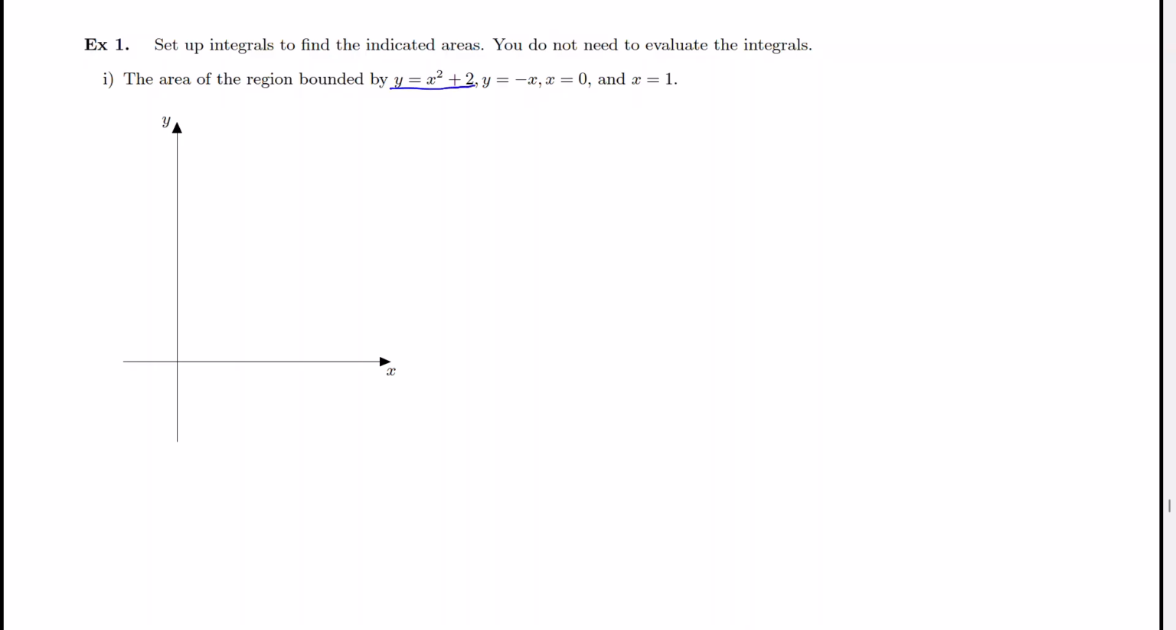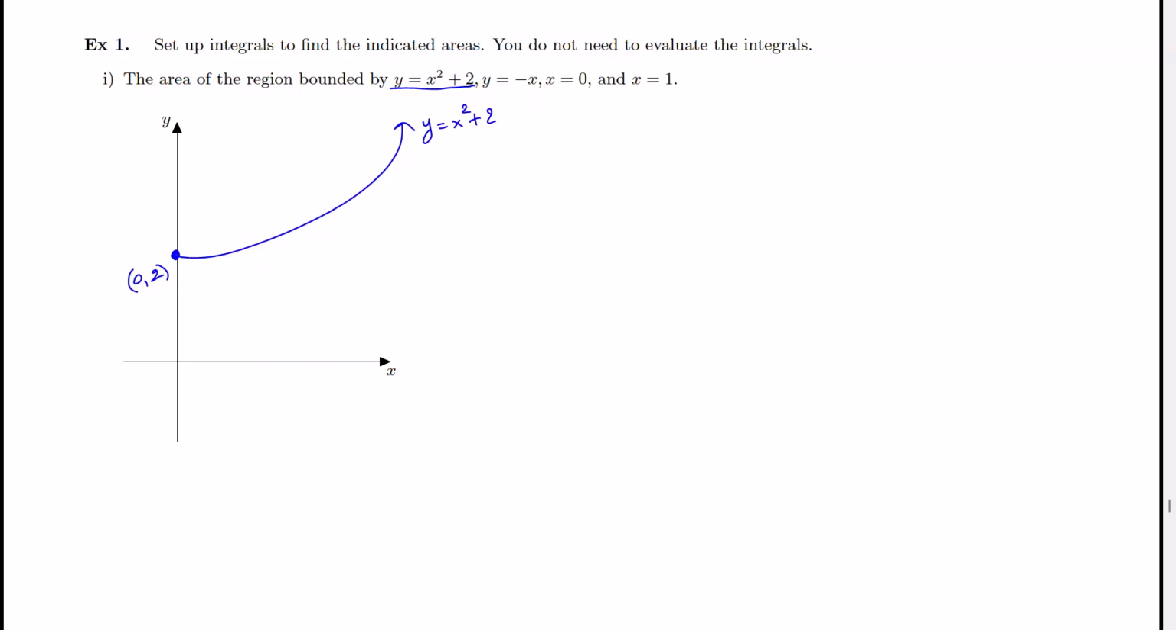For y equals x squared plus 2, we know this is a parabola. It's going to cross the y-axis at 0, 2. And so it's a parabola, so it's going to look like a U shape. I'm only going to draw the function in the first quadrant. I'm not going to draw the full parabola because we're only interested in what's happening between the lines x equals 0 and x equals 1.